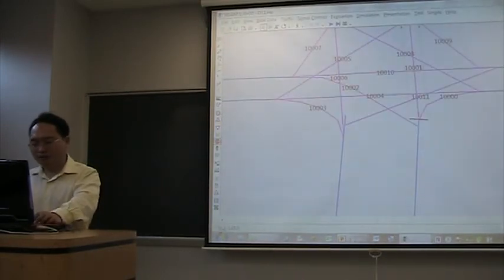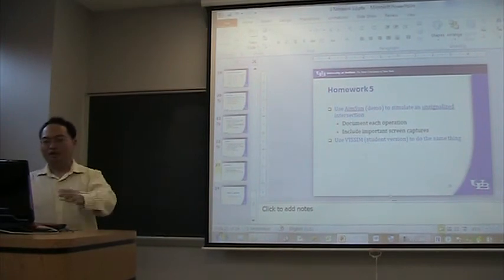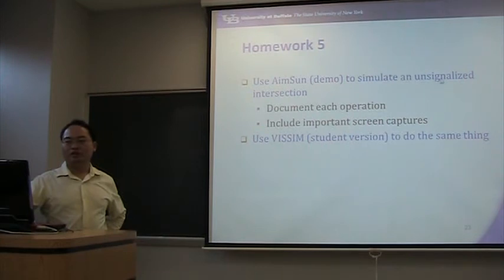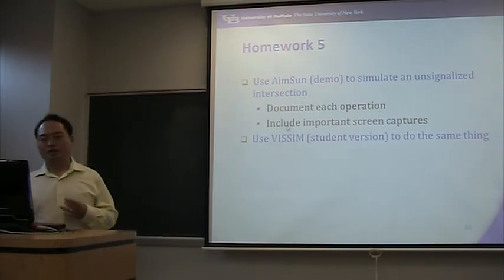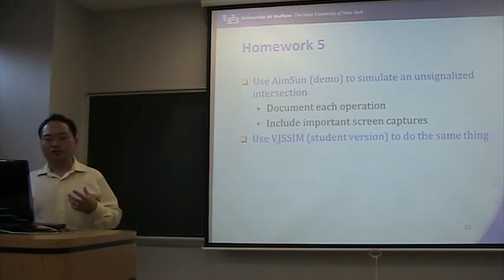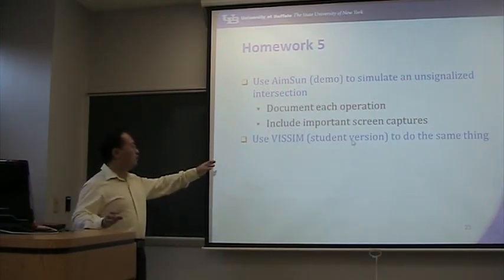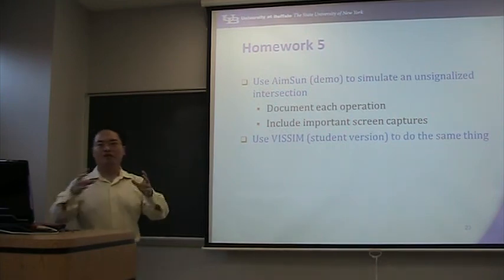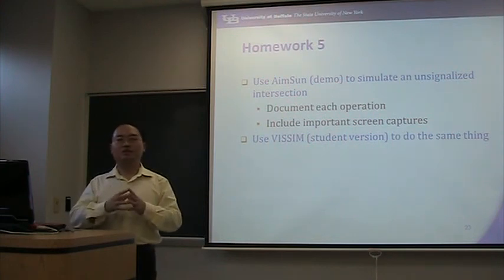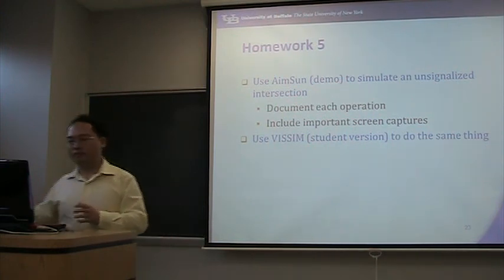Okay, so in today's homework, originally I was requiring you to use the Amazon demo to simulate an unsignalized intersection and to document every operation and include important screen captures. And then use VSIM, the student version, to do the same thing. So for this VSIM part, I don't require you to add all these conflict areas or priority rules. You just put stop signs. That would be good. Okay?